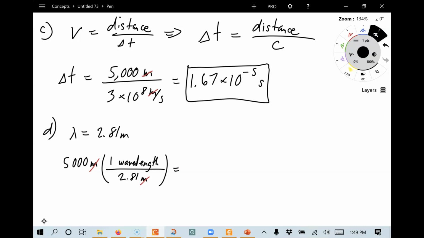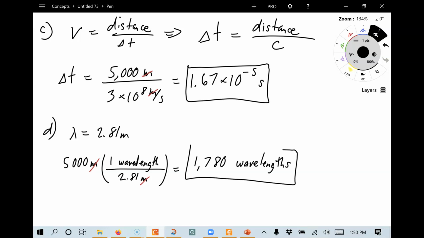5,000 divided by 2.81 gives us 1,780 wavelengths. So if we stretched a light beam, or a radio wave beam, I should say, for 5 kilometers, you would have 1,780 individual wavelengths spanning that space.